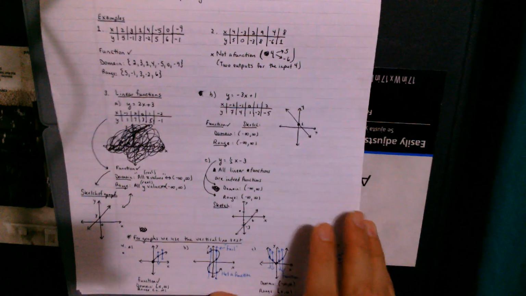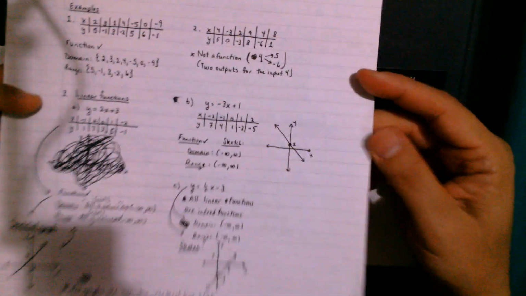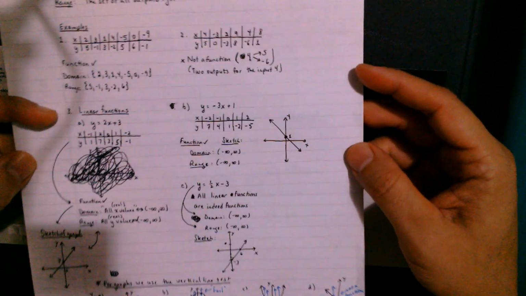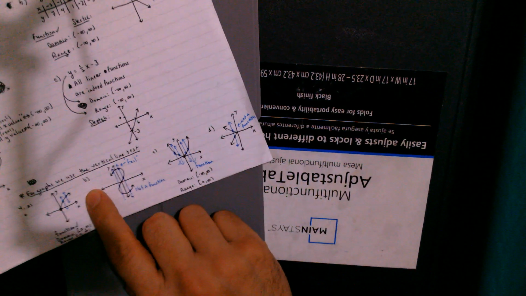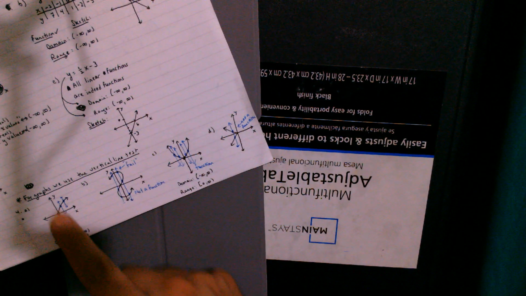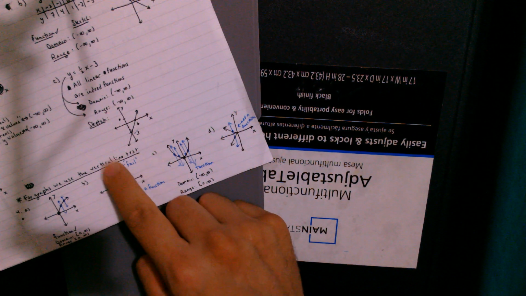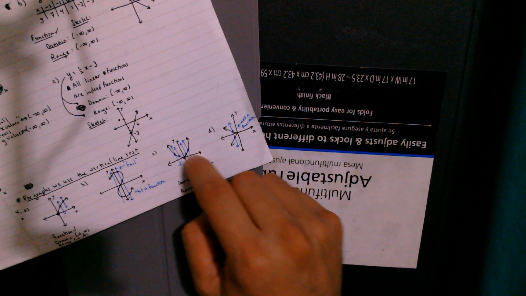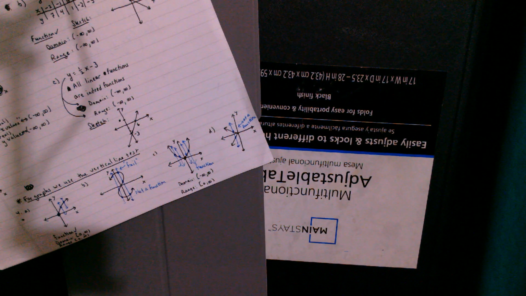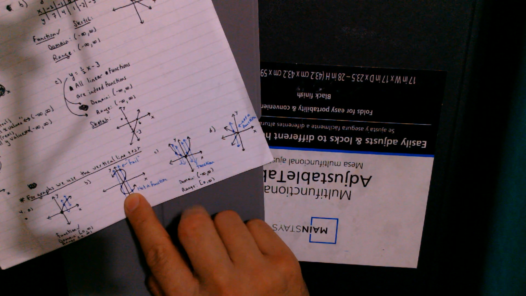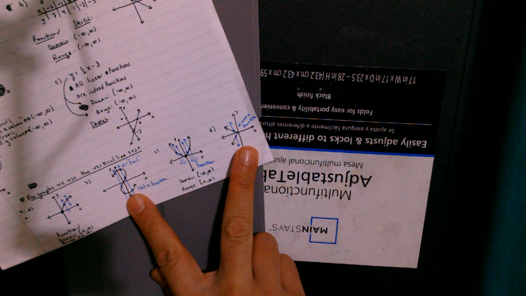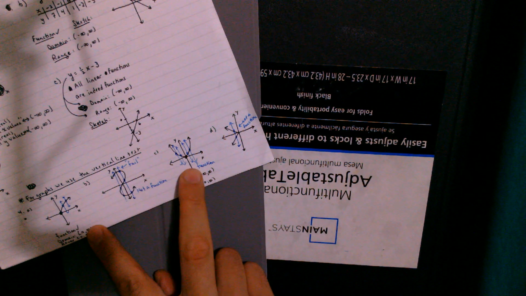So just lines. Now, what does it mean not to be a function in a graph? I put this sideways so you can see it here. Use the vertical line test. If you run any vertical line through the picture and it hits the graph at more than one point, it's not a function. So B and D would not be functions. A and C would be.